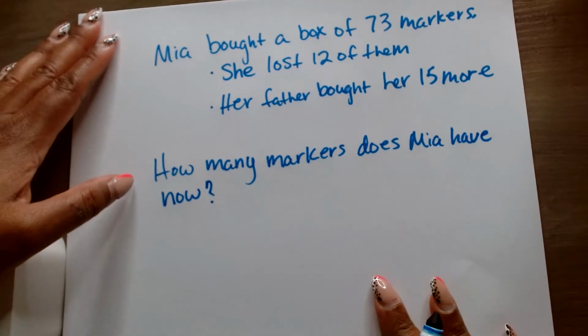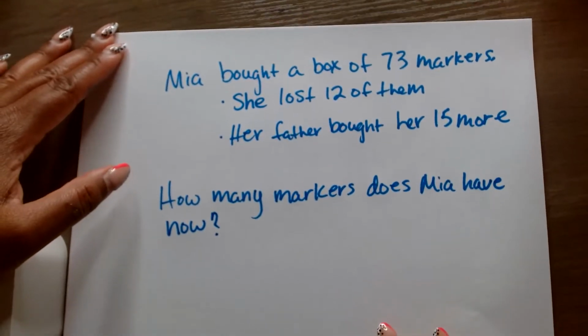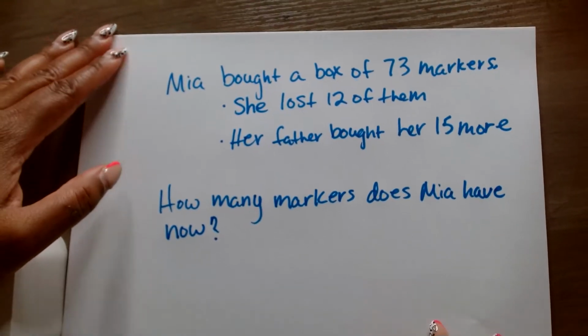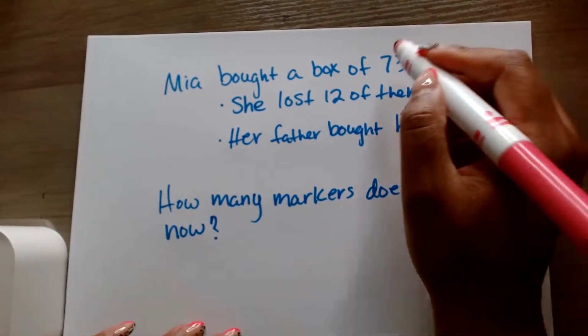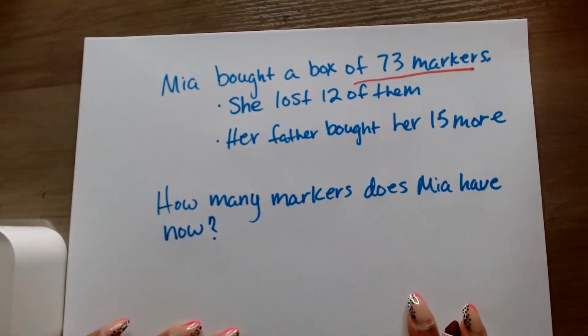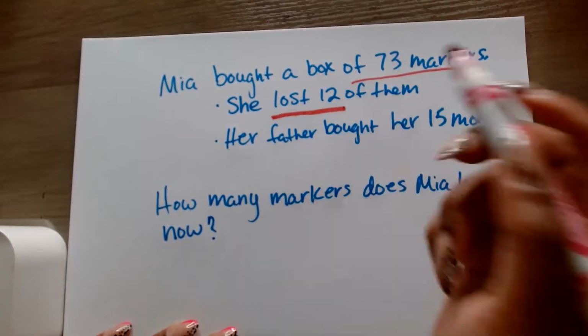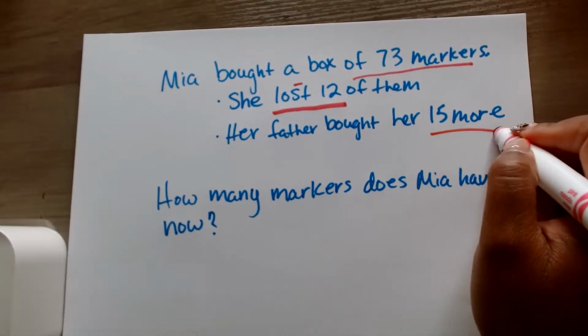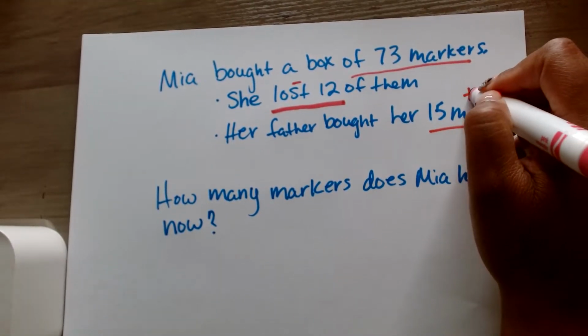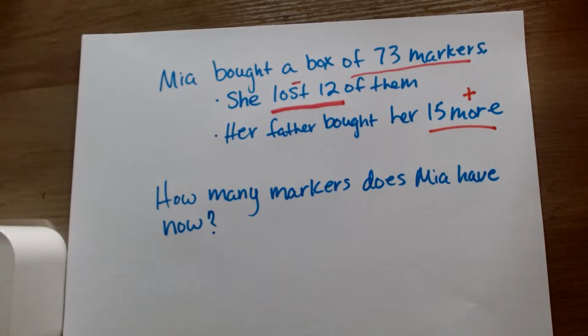All righty. So it's how many does she have now? And I'm going to try to adjust that. So she bought a box, and we're going to underline with 73 markers. She lost. So if we lost something, that means we're going to subtract. I'm just going to put a reminder there for myself. And her father bought her 15 more. So then we are going to add, because this is a two-step problem.